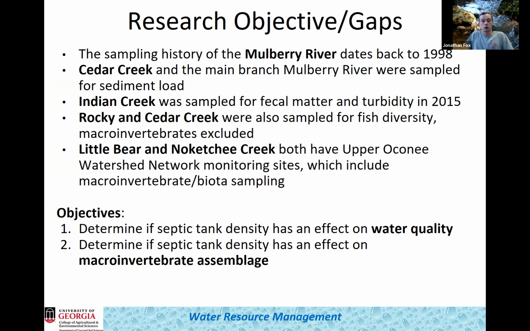However, the two creeks that are outside of the watershed that I included are on the Upper Oconee watershed network, and they have been monitored for both water and macroinvertebrate samples, and those are Little Bear and Noketchee creeks. I chose them because they offer a similar range of septic tank density, and they are close to access, and they're about the same size as some of the other creeks that I chose. So I thought they would be excellent additions to this study.